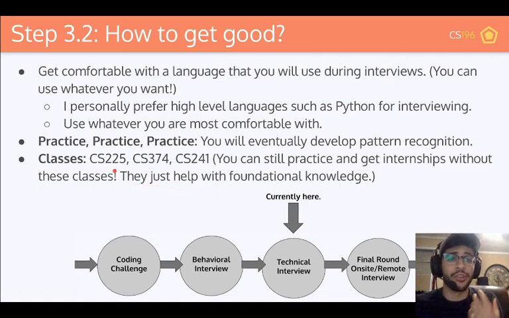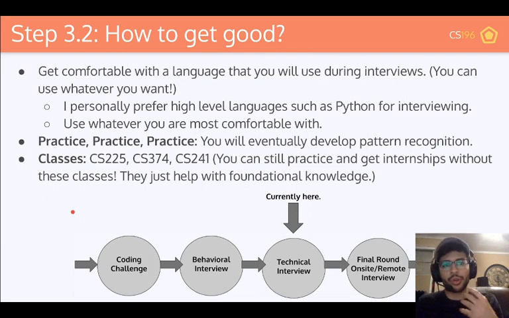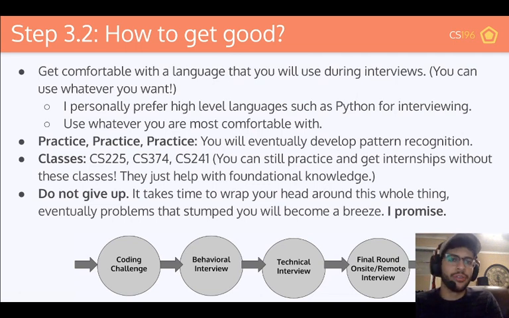This is CS225, which is data structures, CS374, which is algorithms, and CS241, which is systems. And these classes will generally help you with the foundational knowledge that you'll see. Don't get me wrong, you can still practice and get internships without these classes. They are by no means a requirement, but they will help you with the foundational knowledge. And finally, don't give up.